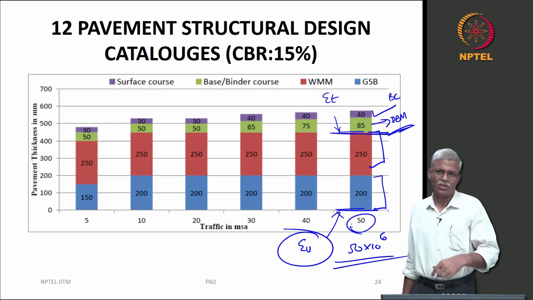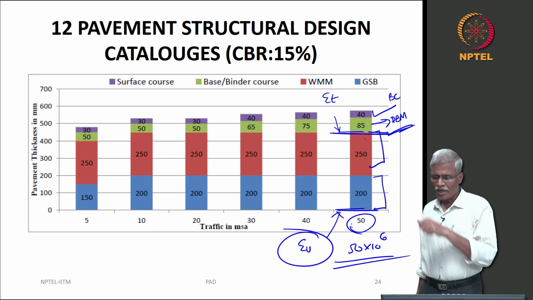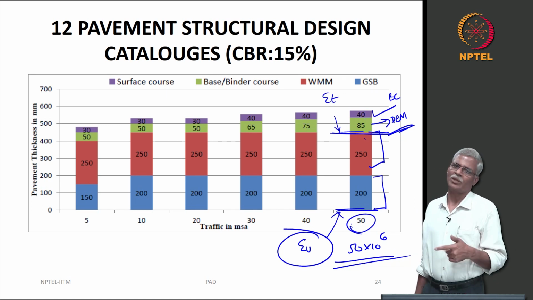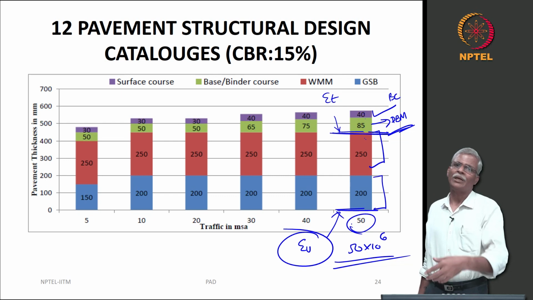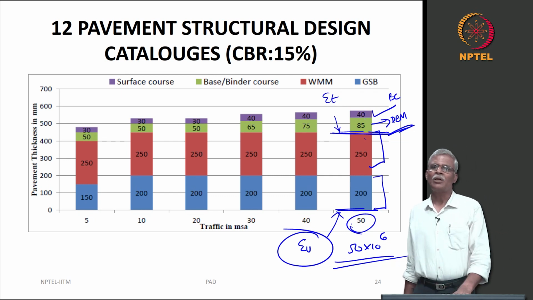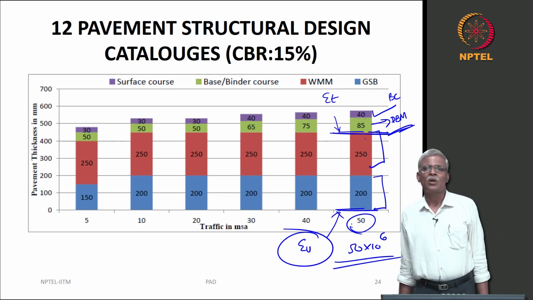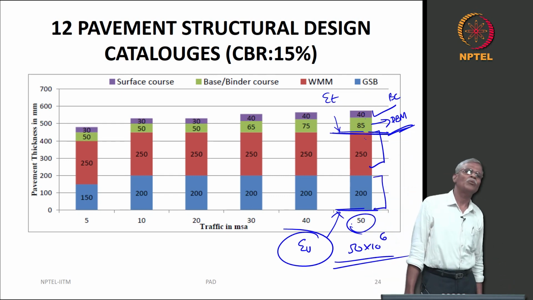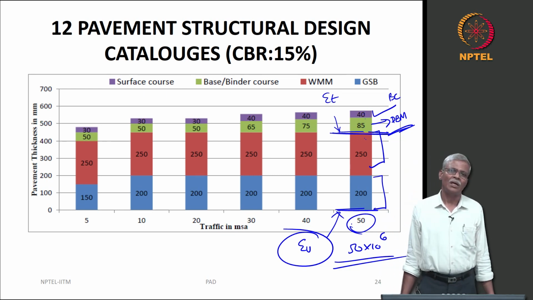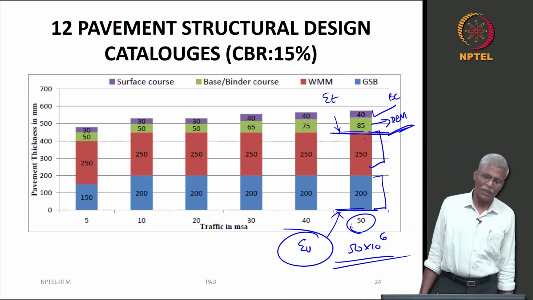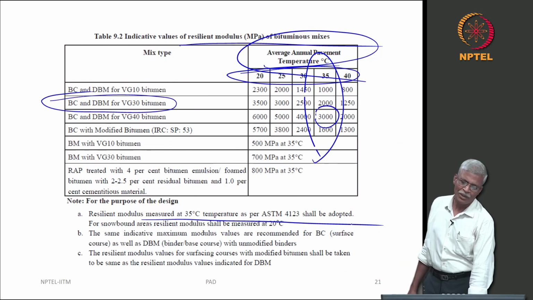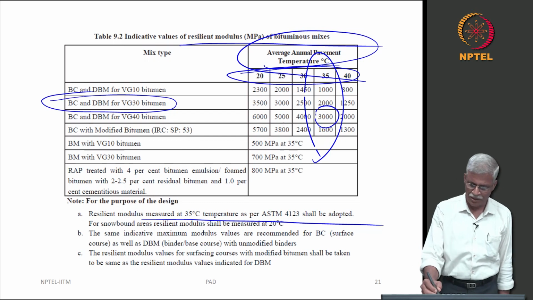Now the catch, what is the catch? What if you are able to meet the horizontal tensile strain and not the vertical compressive strain, or vice versa? What should you do? You need to keep iterating this process. Now this is all worked out for 35 degrees centigrade. What if you have to work it out for 30 degrees centigrade? So let us say you come from a location where the AAPT, that is, the average annual pavement temperature, is 25 degrees centigrade.